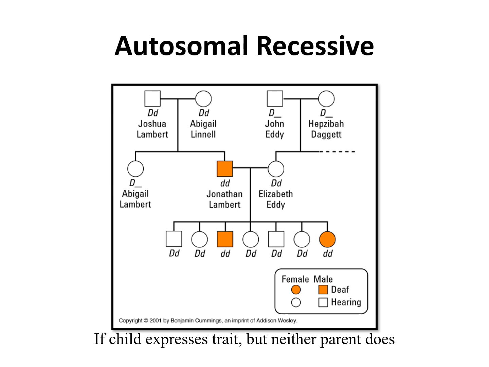The third pattern of inheritance is autosomal recessive. This is a disorder that is caused by a recessive allele, which means that in order to express the disorder, the individual has to have two recessive alleles. They need to be homozygous. And the best indicator of this is if you see a child that expresses the trait, but neither parent has the trait. Again, it's easiest to start at the youngest generation.